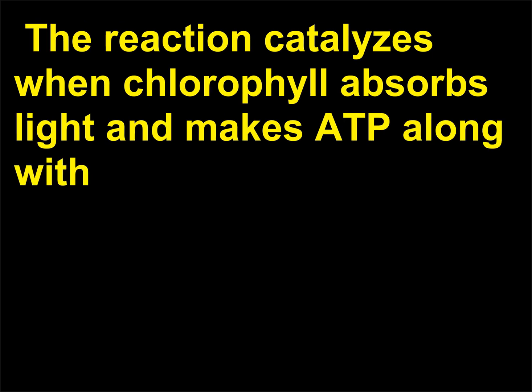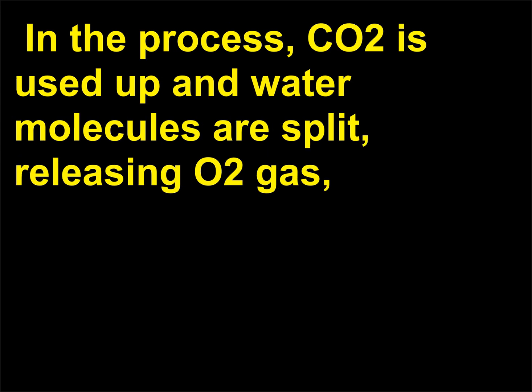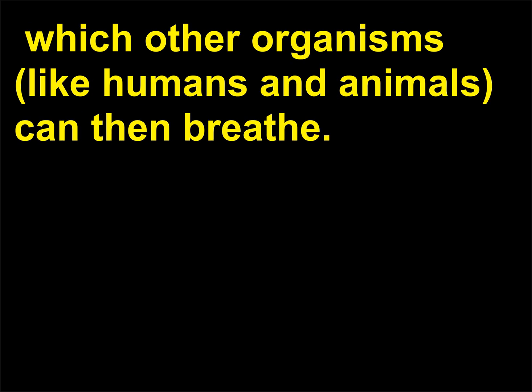The reaction catalyzes when chlorophyll absorbs light and makes ATP along with another molecular energy source called NADP, nicotine adenine dinucleotide phosphate. In the process, CO2 is used up and water molecules are split, releasing O2 gas, which other organisms, like humans and animals, can then breathe.